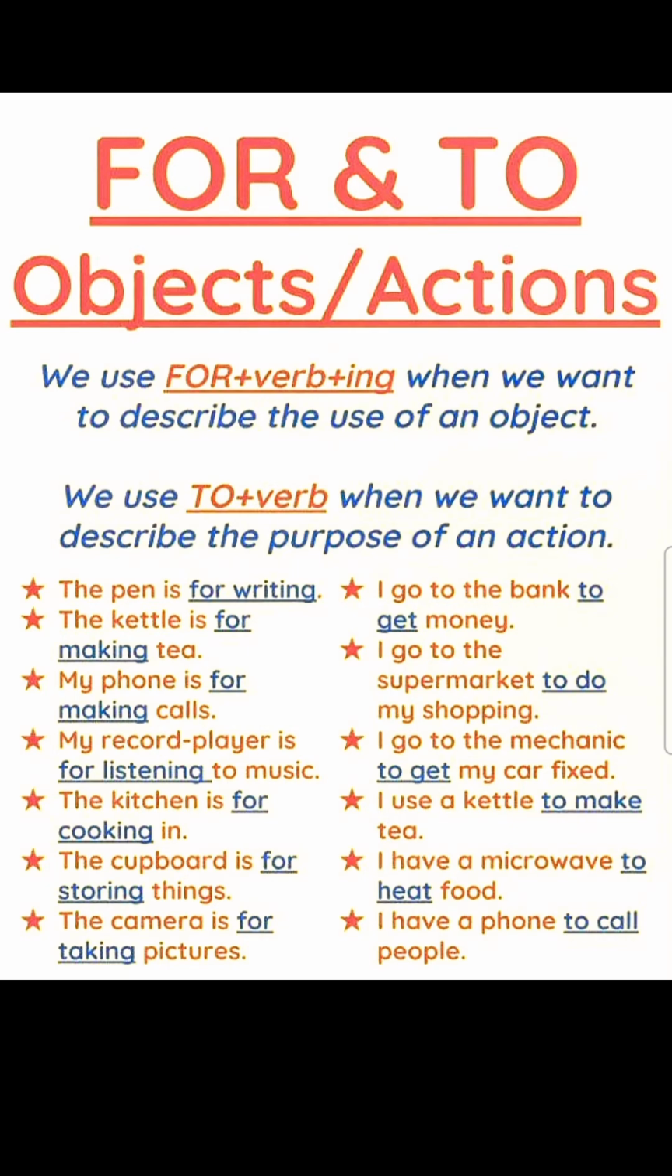For is used with the ing form of the verb and to is used just with the verb. For is used to describe the use of an object and to is used to describe the purpose of the action which you are doing. Okay, that is the main difference over here.